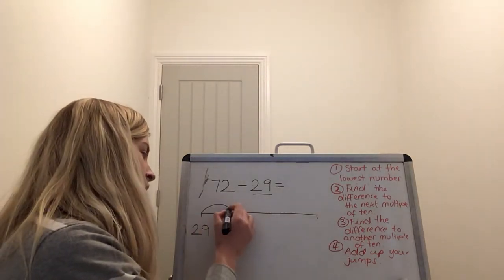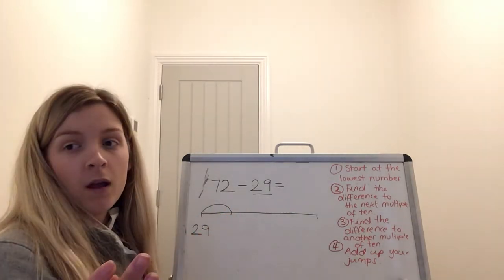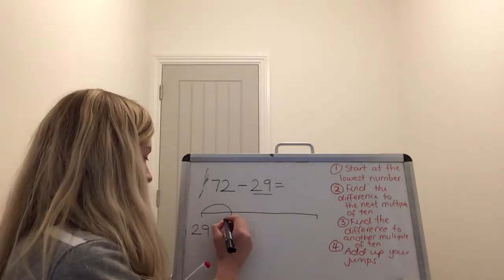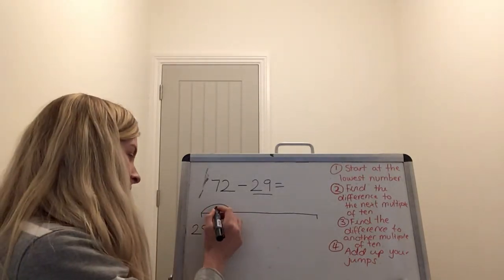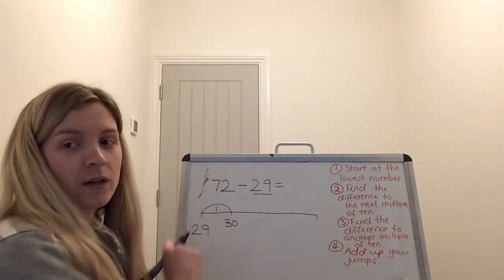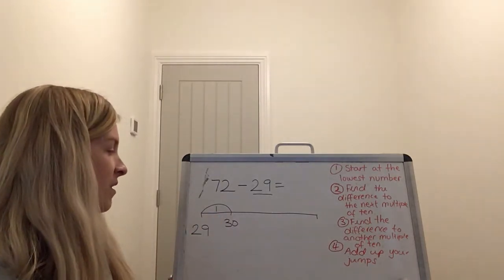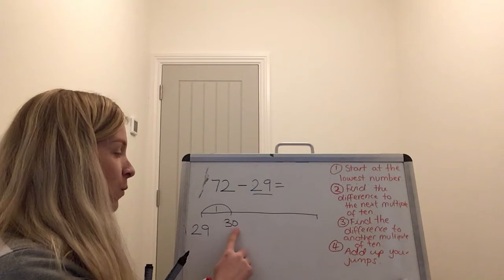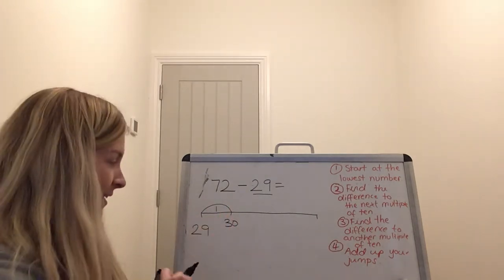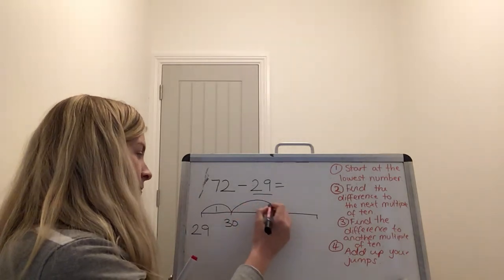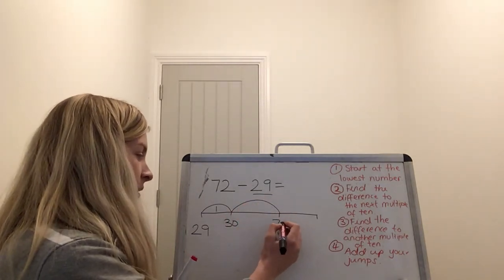Let's get to 30. We've jumped forward just 1 to get to 30, and it's important that I write that 1 in that gap there. Then we're at 30, and we need to get to the multiple of 10 that is 70. 70. Let's jump forward to 70.